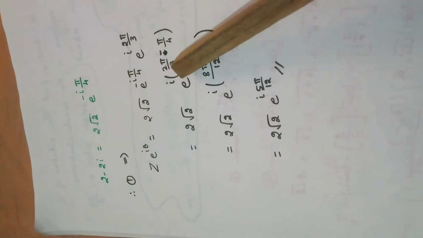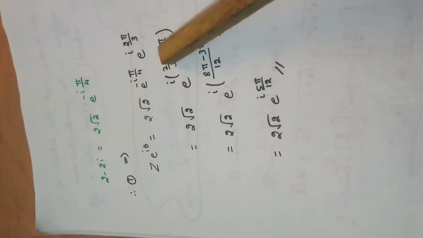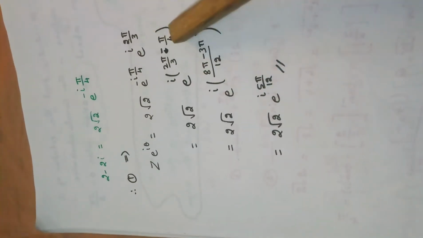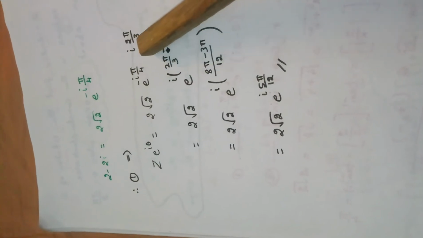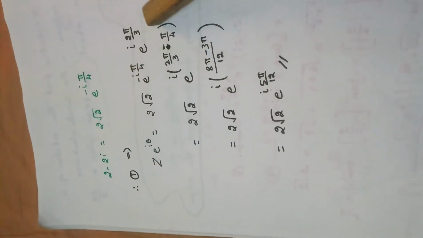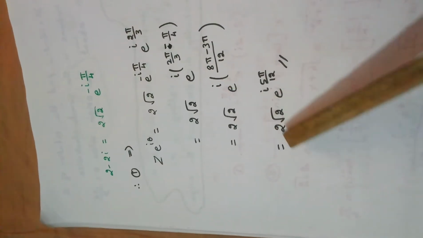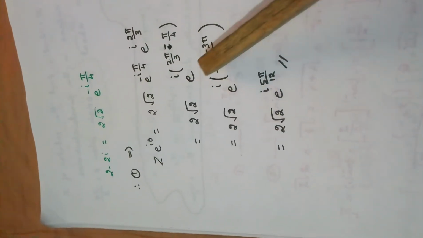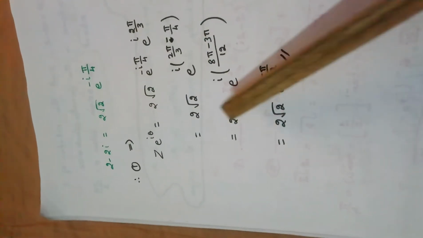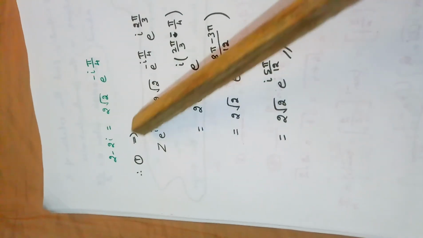Take LCM. LCM for 3 and 4 is 12. So this becomes 8 pi, this becomes 3 pi. 3 into 4, so numerator into 4. 4 into 3, numerator into 3, 3 pi. What is 8 pi minus 3 pi? 5 pi. So 2 root 2 e to the power of i 5 pi by 12 is the final answer. That is the value for what? Z e power i theta.